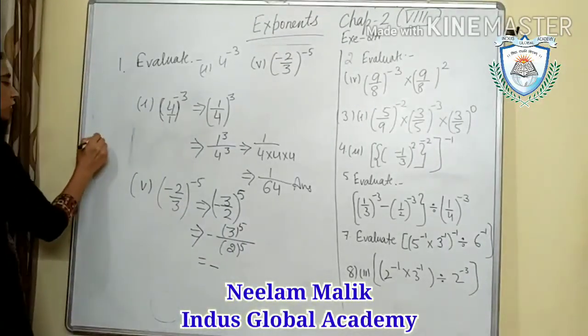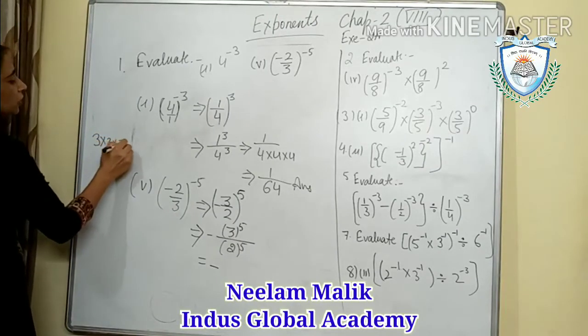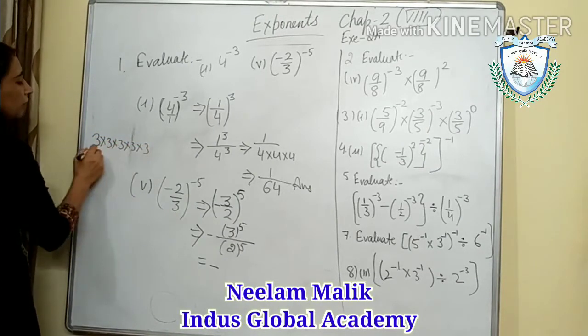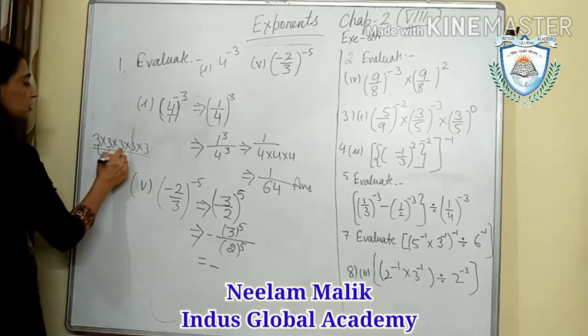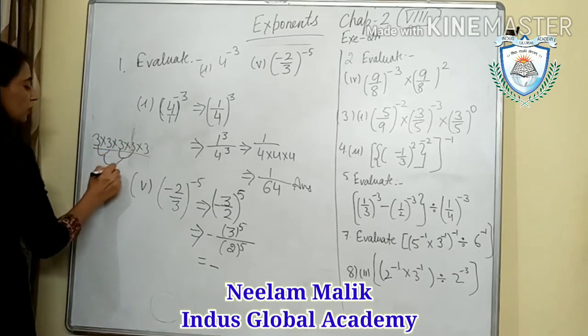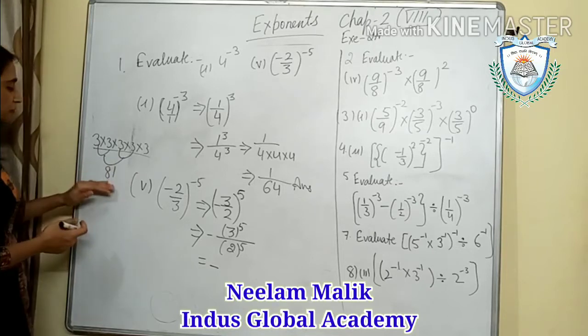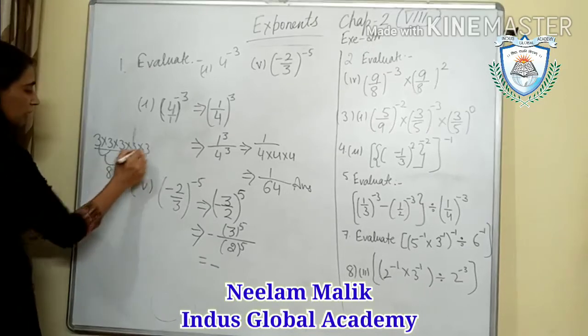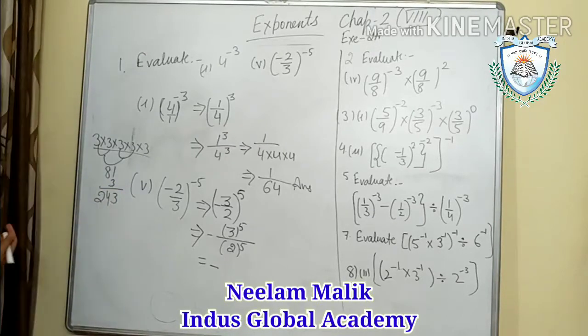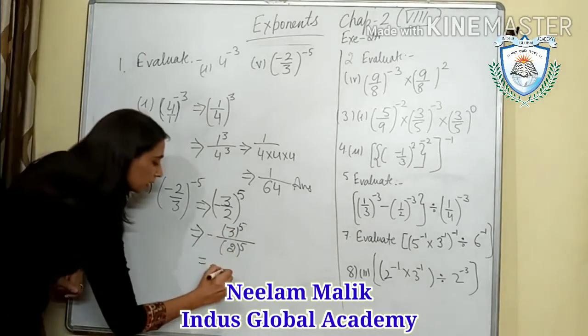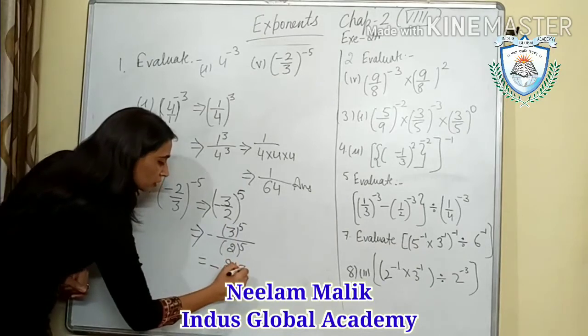Okay, so 3 into 3, 5 times 3 we have to multiply. 3 3s are 9. 3 3s are 9. 9 into 9 is 81 and then multiply by 3. So that will be 243. Okay, so here 243.